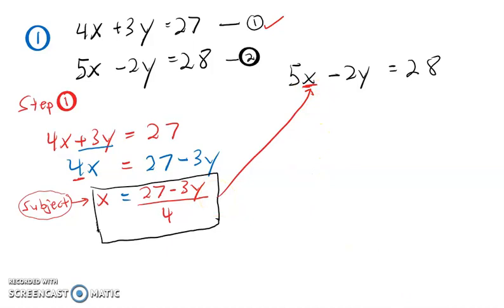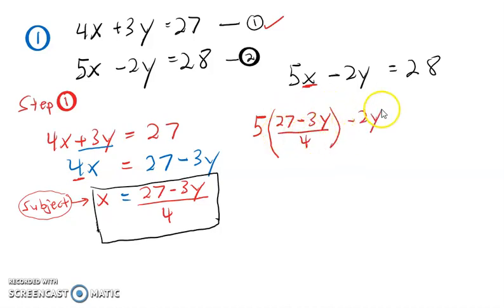Inside the x. So now the process will be 5, put a bracket here, 27 minus 3y over 4, equals 28. Now this 5 we have to multiply inside. 5 multiplied by 27 becomes 135, and 5 multiplied by 3y becomes negative 15y, and this is over 4.